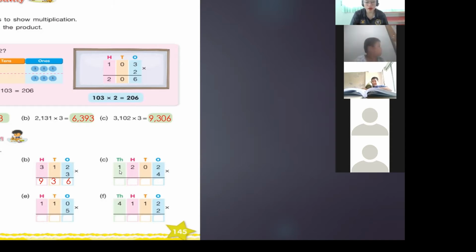Okay, letter C. Let's multiply 1,202 by 4. Okay, so 4 times 2 is equal to 8. 4 times 0 is 0, and 4 times 2 is 8, and 4 times 1 is 4. So the answer in letter C is 4,808.